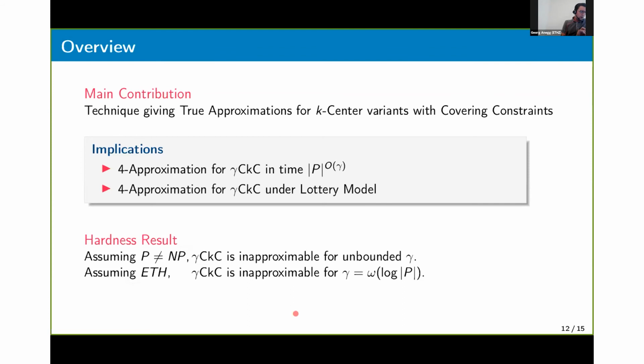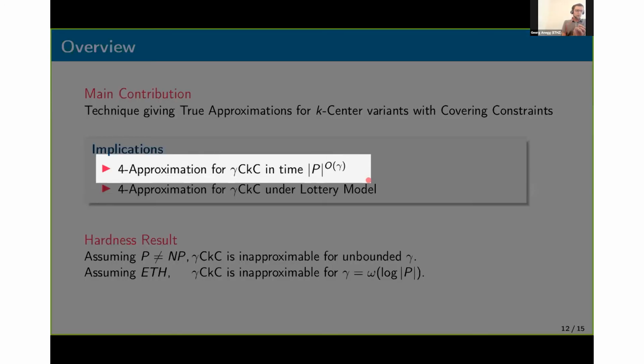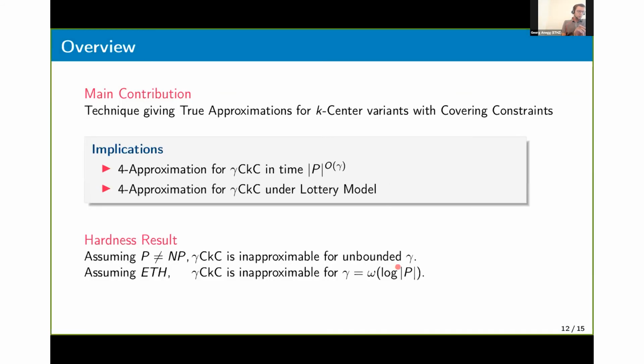but we also give a hardness result. In particular, assuming P is not equal to NP, this problem is inapproximable if we allow gamma to be unbounded, in the sense that there is no polynomial time algorithm that gives a finite approximation guarantee. And we get the same result if gamma is omega of log n, assuming the exponential time hypothesis. So note that for this algorithm, if gamma is roughly log n, it's quasi-polynomial and gives the 4 approximation, and if gamma is omega of log n, then it's inapproximable.